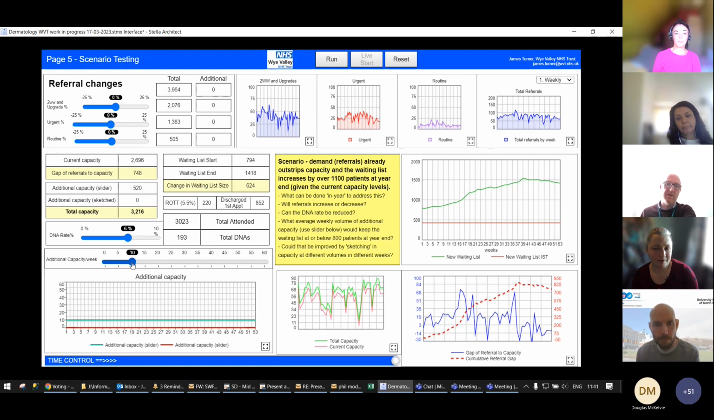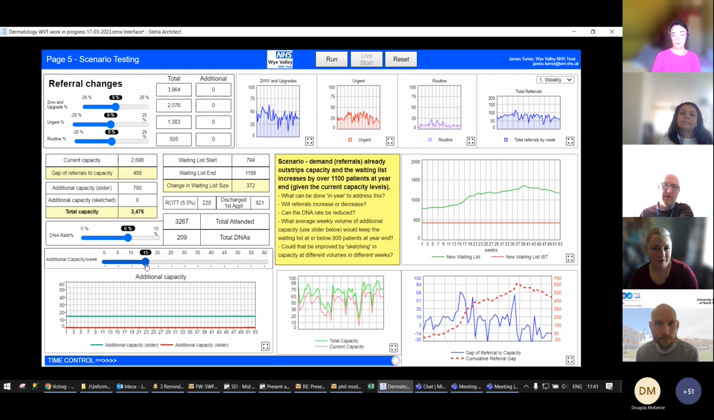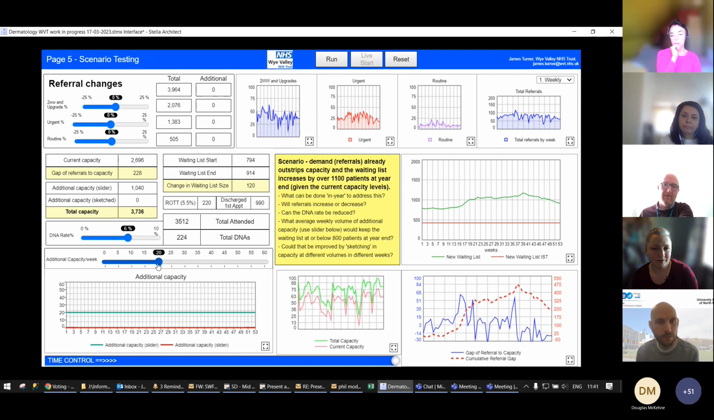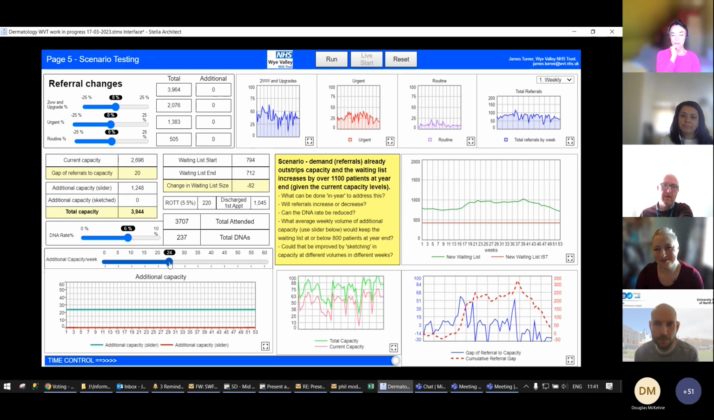As you do this, you can see in the chart on the right-hand side the green line starting to flatten out. I'll move it up to 15, and it comes down a bit. So I can effectively find a number really quickly. It's at about 23, between 22 and 23 new appointments a week would need to be delivered. That would effectively get our waiting list in control, so that would manage our capacity gap.